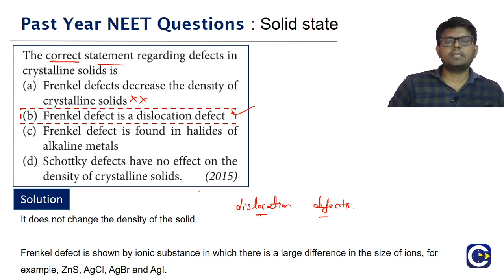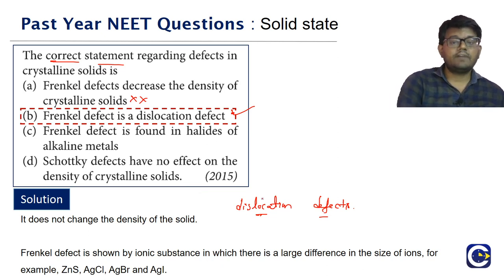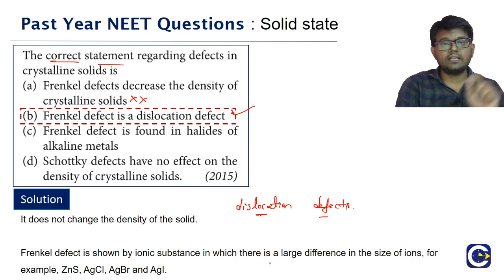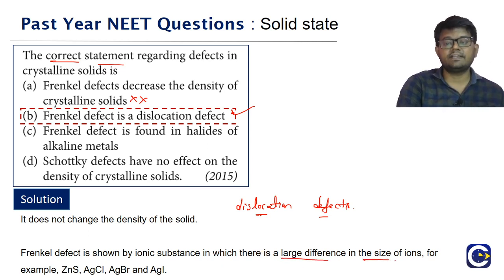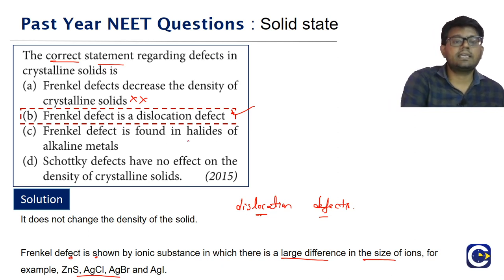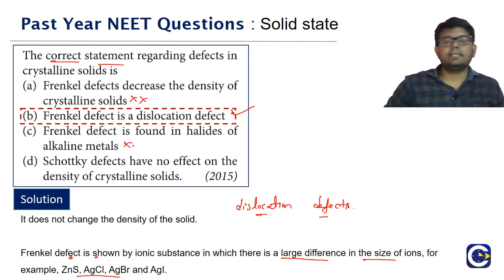Look at option C. What is option C? Frenkel defect is found in halides of alkaline metals. Now for the dislocation to happen in Frenkel defect, there must be a large difference between the size of the cations and anions. And this is generally possible in ionic substances like zinc sulfide, AgCl, AgBr, AgI. This is not the case of alkaline metals.